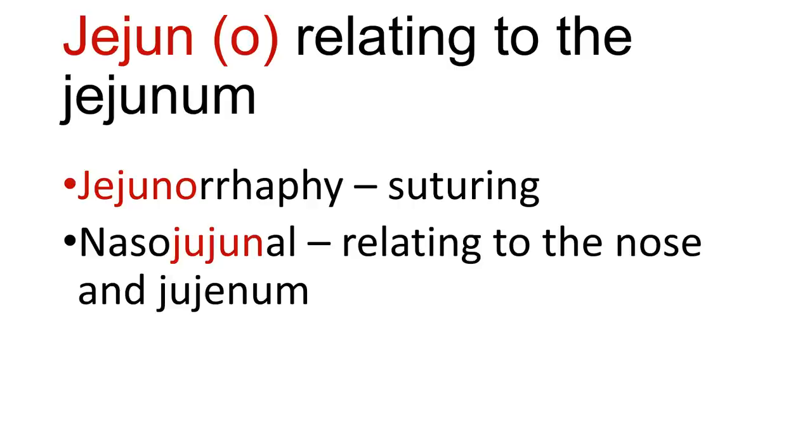Now, the jejunum is the second part of the small intestine, the first part being the duodenum and the distal or the latter part being the ileum. So, jejunorrhaphy would be a surgical repair or suturing of the duodenum. And nasojejunal is a term you might come across. Now, if a patient's got pancreatitis, we want to feed them, but we don't want to stimulate the release of digestive enzymes from the pancreas. So, sometimes we'll fit a nasojejunal tube, a tube which goes from the nose all the way through the stomach, through the duodenum, and the end lodges in the jejunum.